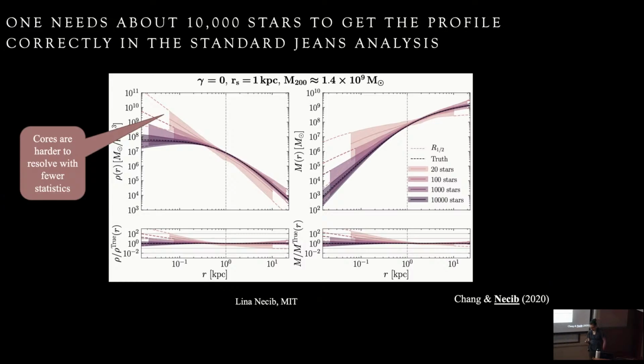And the reason for it is because we generated these realizations of galaxies that just have this ideal, pristine situation where everything is spherical and in dynamical equilibrium, nothing goes wrong. And we applied Jeans analysis to just see, do we get back what we put in? Again, very, very standard. And what we found, this is again the density profile as a function of distance, is that if you have only 20 or 100 stars per galaxy, you might be very way off.